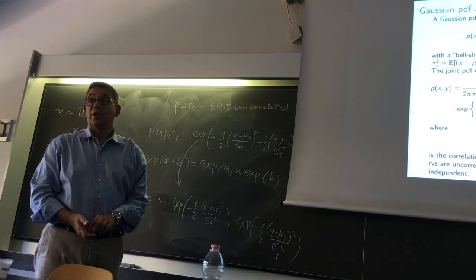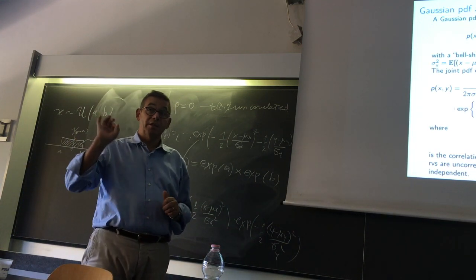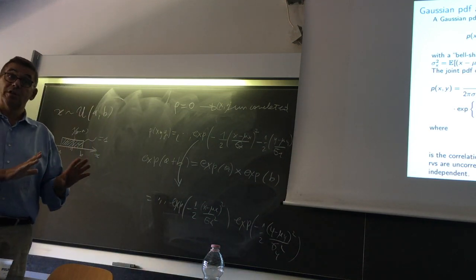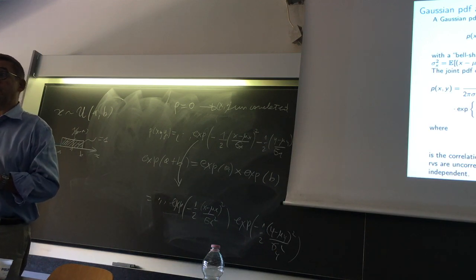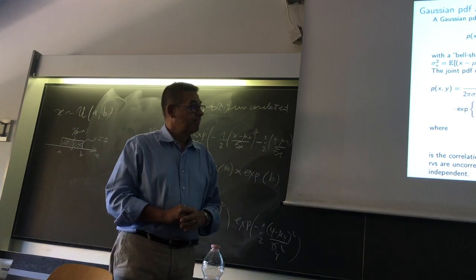So we have a very important property: if I have two random variables and these two random variables are Gaussians, and if these two random variables are uncorrelated, they are also statistically independent. Okay?